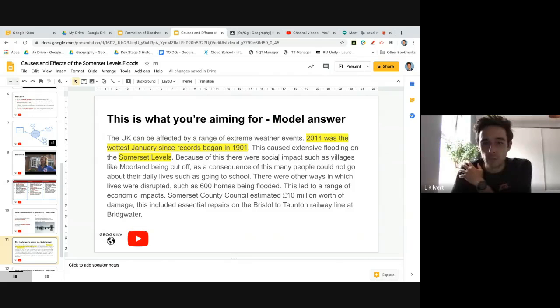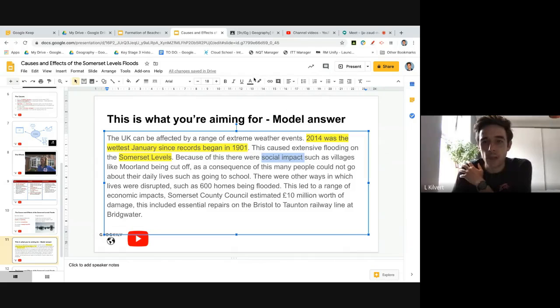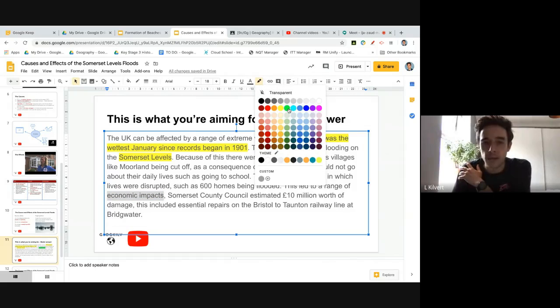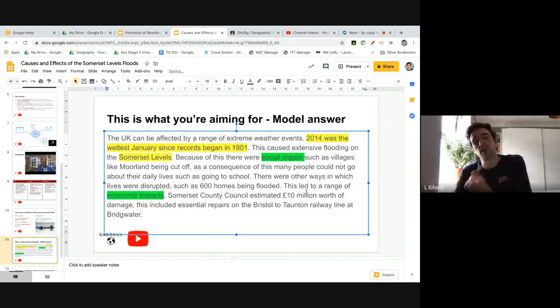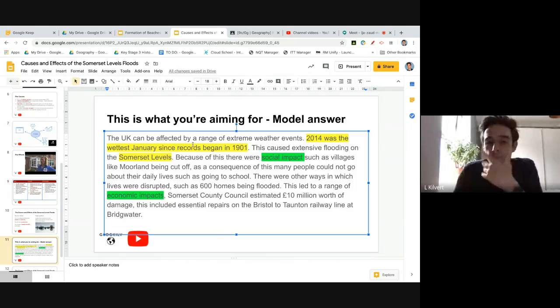Now, the question asked me for both the social impacts and also the economic impacts. So I'm going to highlight where I've started talking about the social impacts. And I'm going to highlight down here where I've included some of the economic impacts, because if I'm not including both social and economic, I'm limiting the amount of marks that I can get. Now, I've also given a load of specific pieces of information. So 600 homes were flooded.